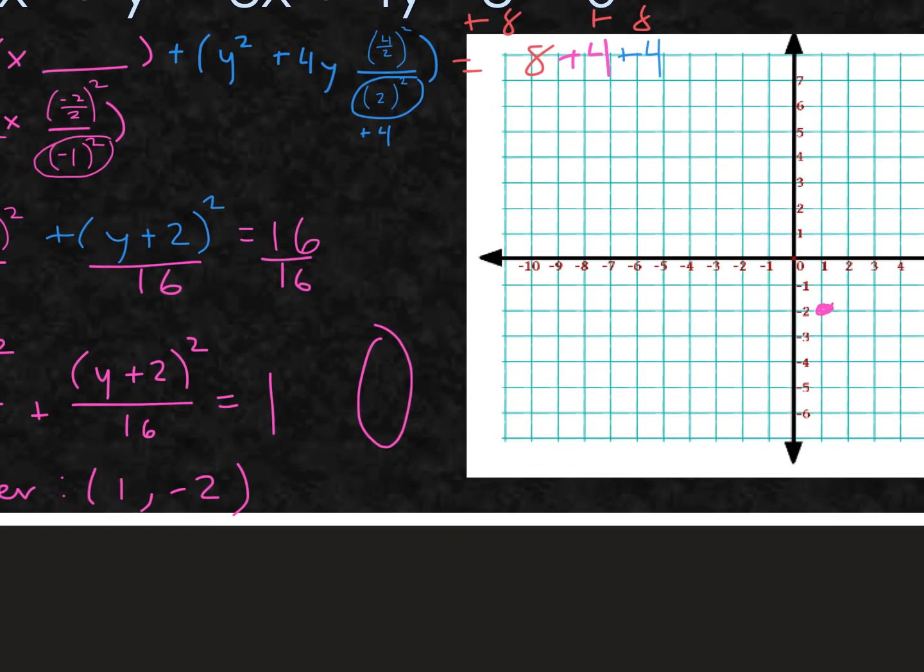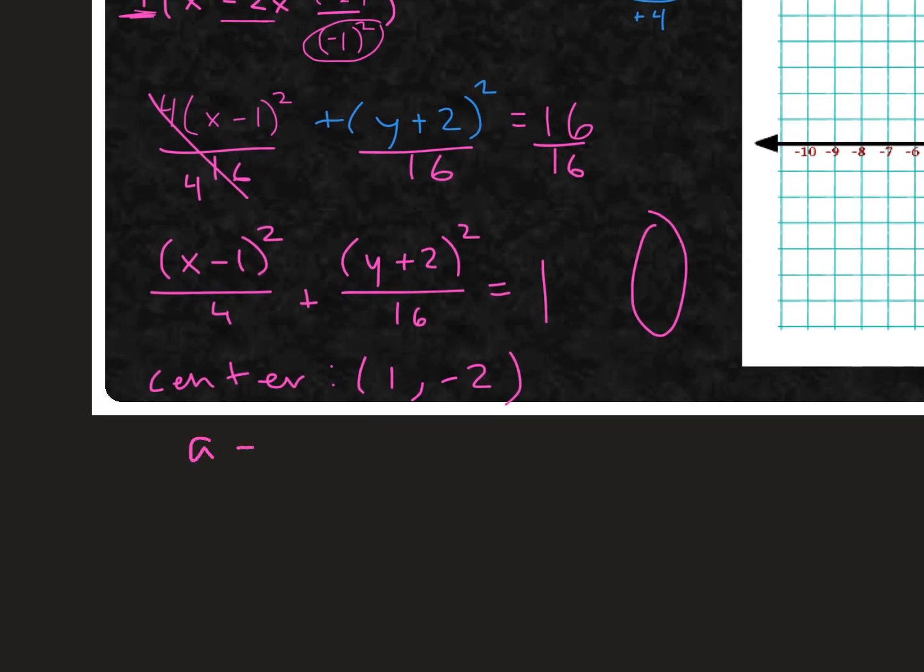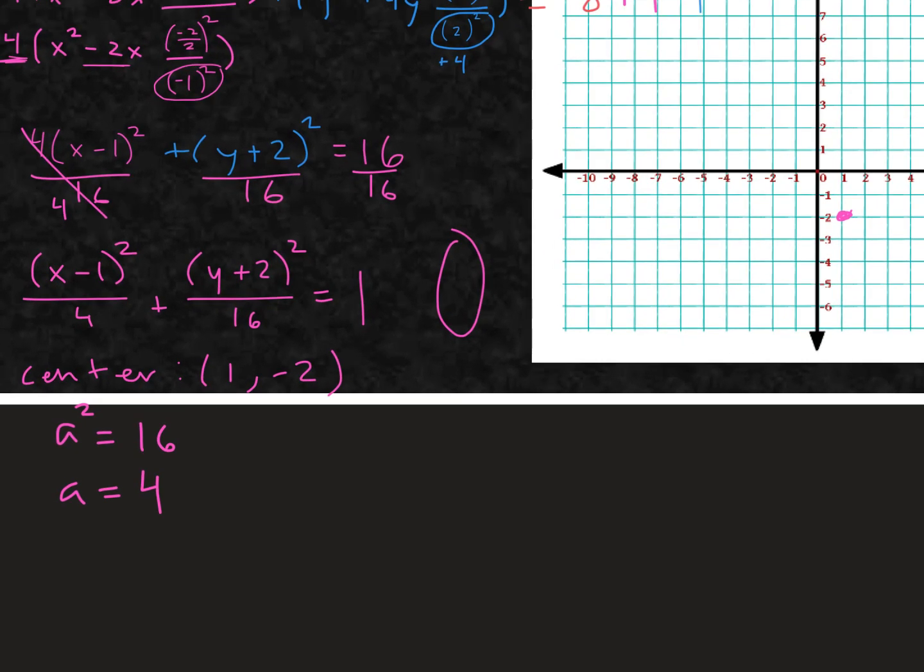Now I want to find my a, b, and c. So remember, a is always the bigger one, so a squared is equal to 16. So what's a equal to? 4. And yes, when you find the center, you have to swap the signs of the h and k. Same thing with circles and parabolas too. Everything, you swap the signs for h and k.